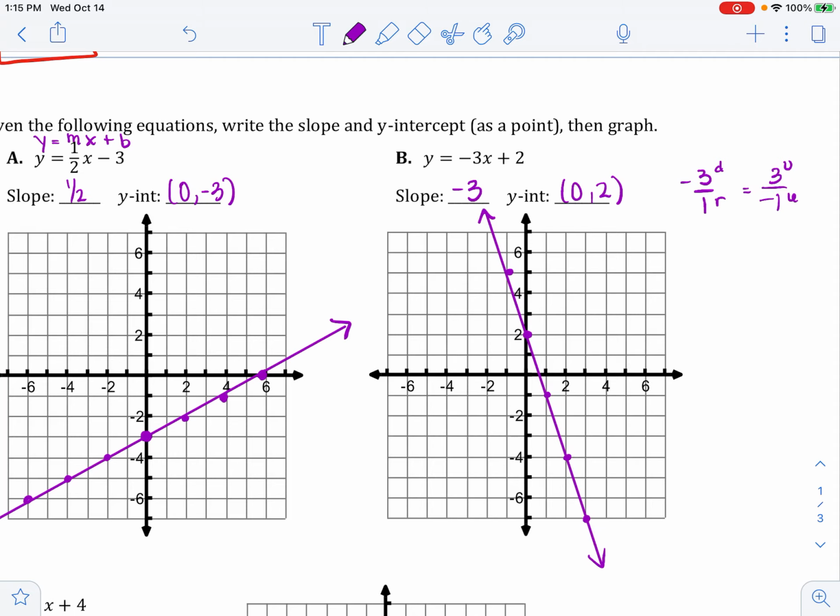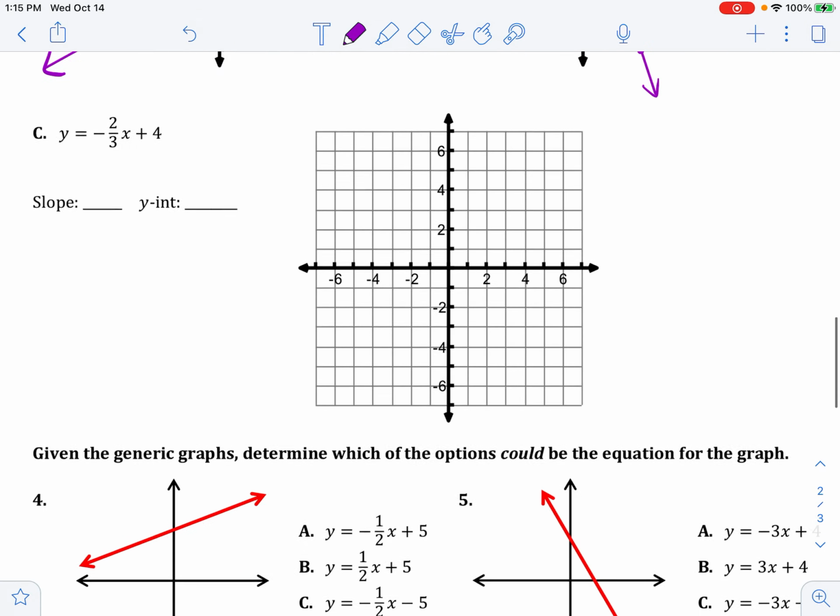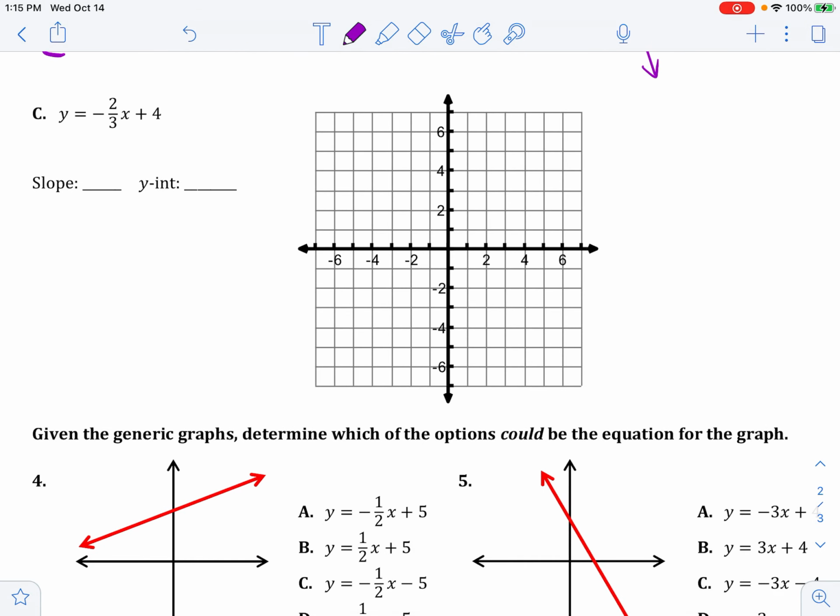And then connect those points with a straight line. Arrows on the end for full credit. All right, last one here. My slope is negative 2/3. My y-intercept is (0, 4). I'm going to graph (0, 4), and then my slope is negative 2/3.